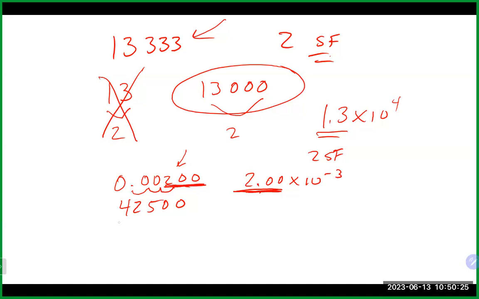This guy has only 3 significant figures. So when we turn it 1, 2, 3, 4 decimal places, 4.25 times 10 to the 4, we drop the zeros. So now they both have 3 significant figures. So you do not want to lose significant figures as you go from scientific notation to decimal place. Any questions on that?